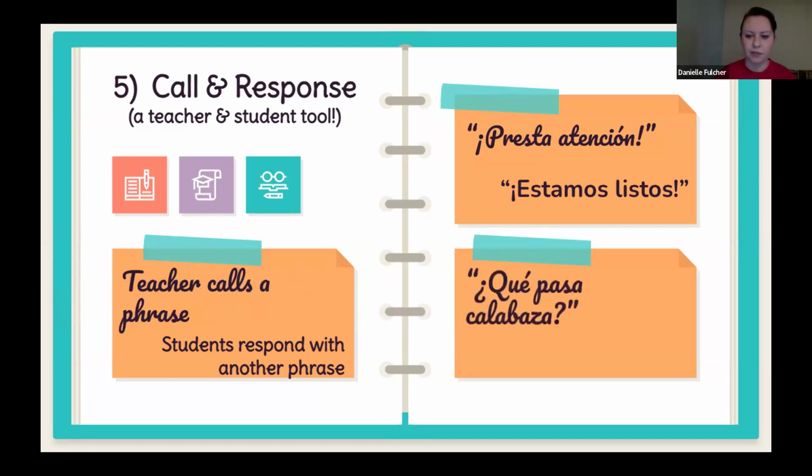Another one of my goofy favorites, ¿Qué pasa, calabaza? And how the students respond, nada, nada, limonada. Basically, what's up, pumpkin? The other one's not much, lemonade. Makes absolutely no sense. But if you think about the English one, see you later, alligator, after a while, crocodile. We don't know why alligators and crocodiles would associate with each other, but it's a goofy phrase. And the goofier things are, the easier students remember them. So these would be really great in initiating transitions, getting the students' attention as a group, all of these kinds of things. And it's a way for you to build community in your classroom.